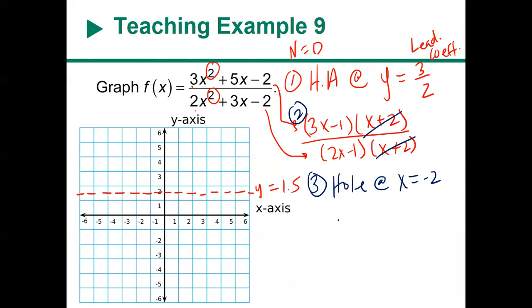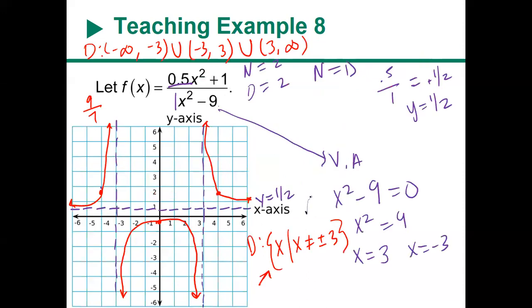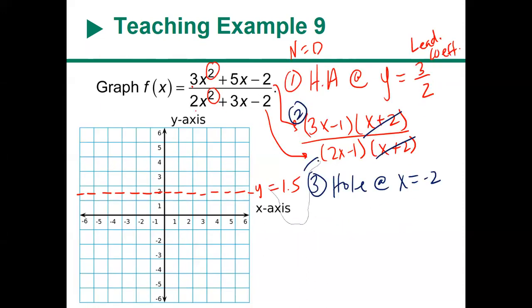All right, and then your vertical asymptote. So where's your vertical asymptote coming from? What's left in the denominator? You're left with 2x minus 1. And what is 2x minus 1? So what would x equal? x would equal 1/2. So you have an asymptote at 1/2.